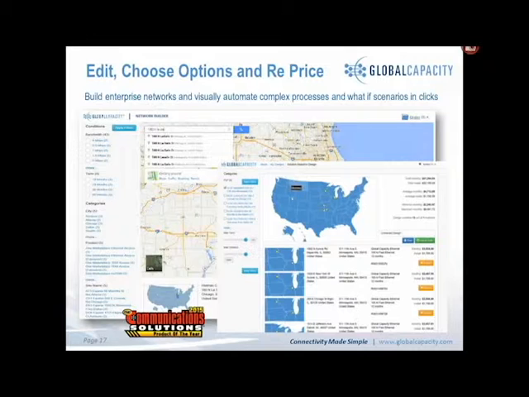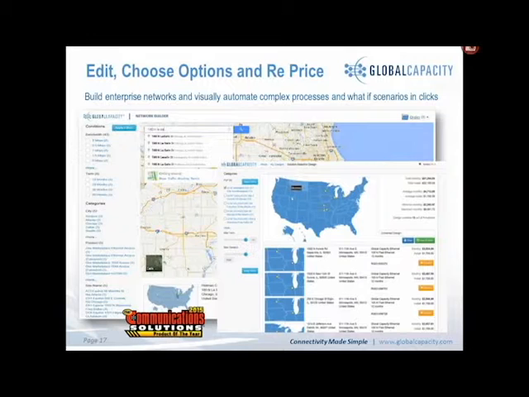So as you edit, choose options, and reprice based on those options, you'll see here our award-winning solution, which just won the 2015 Communication Solutions Product of the Year, that talks about multiple locations and allows you to begin to filter by bandwidth, by term, by what the product is and the connectivity. A great piece of this is also you can begin to choose your interconnect point.